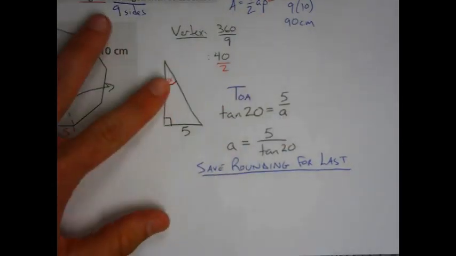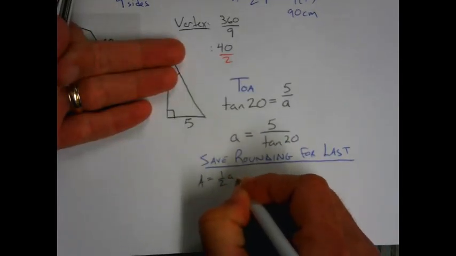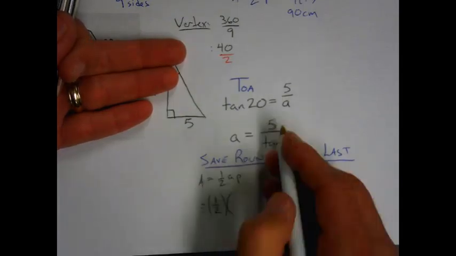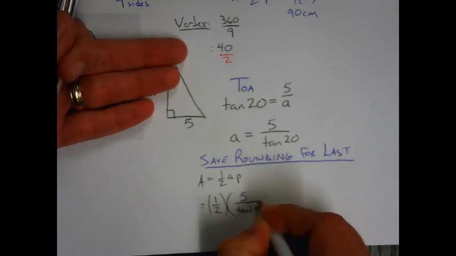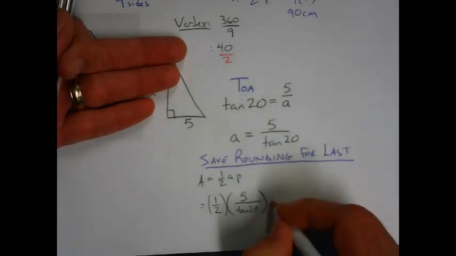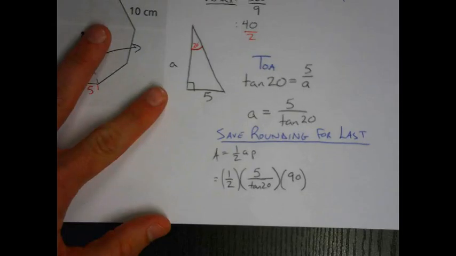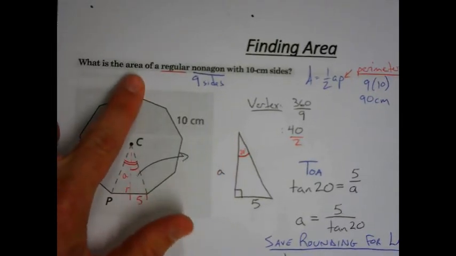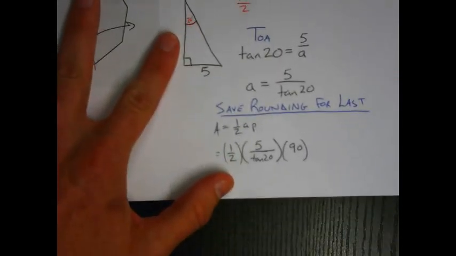So the formula for area is 1/2 the apothem times the perimeter, which means we have 1/2 times, what was our apothem? It was 5 over the tangent of 20. And then that would be multiplied by the perimeter of 90. The rest is calculator work. We are seriously done. We have answered the question about the area. All we need to do now is a bunch of calculator work.